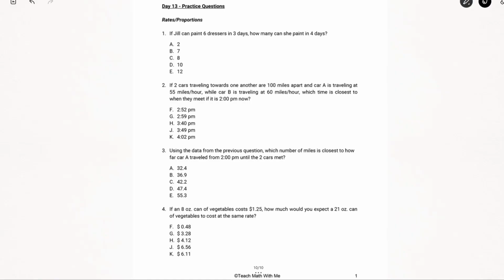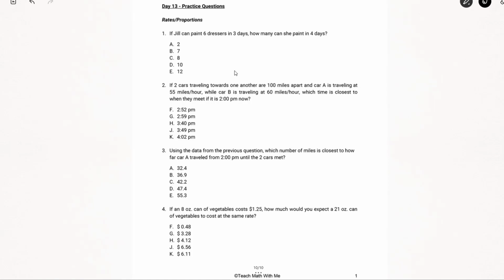In this video, we're going to work the practice questions related to rates and proportions. Let's begin by looking at this first question. If Jill can paint 6 dressers in 3 days, how many can she paint in 4 days?